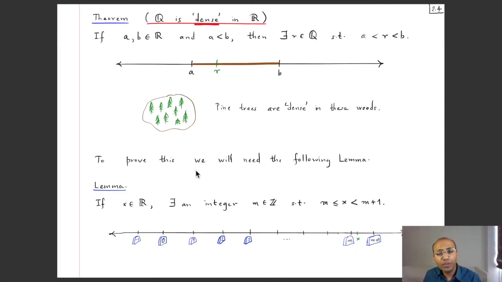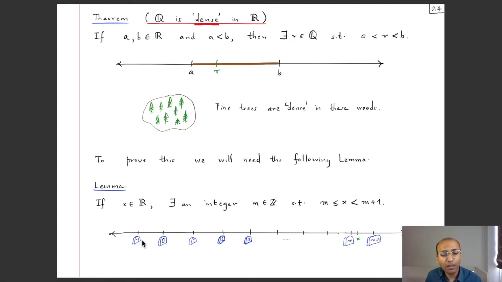Okay, so to prove this theorem, we will use the following lemma, which says that if x is any real number, then there exists an integer m such that x is bigger than or equal to m and strictly less than m plus 1. So in other words, no matter which real number you take, there exists an integer m such that x lies between m and the next integer, which is m plus 1.